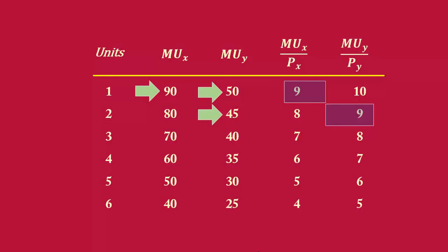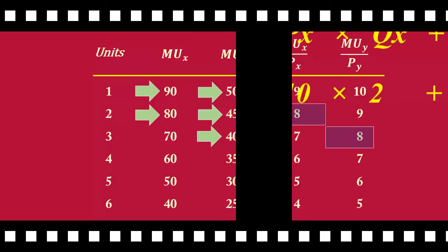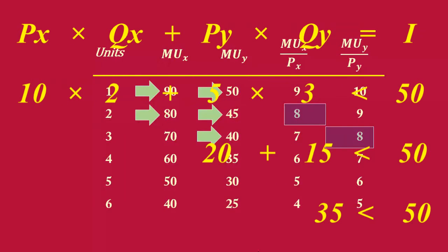Let us assume he consumes the second unit of good X. Once again, MUY by PY becomes greater than MUX by PX. This inequality makes him consume the third unit of good Y. 8 equal to 8. Equilibrium condition is satisfied. But the amount spent on these two goods is still less than his income. He spends only 35 rupees, but his income is 50 rupees. He does not exhaust his income.